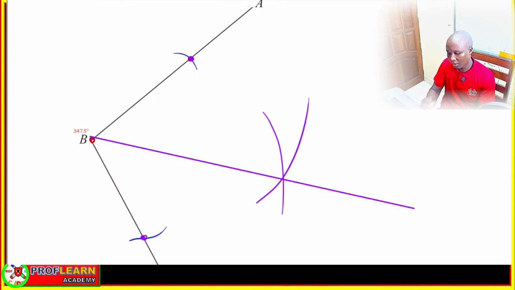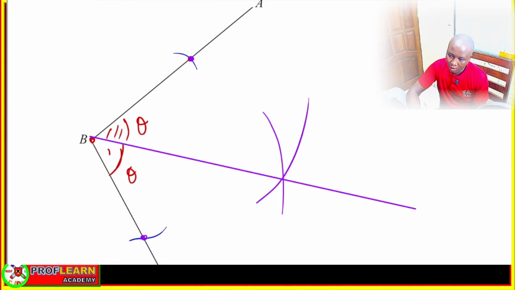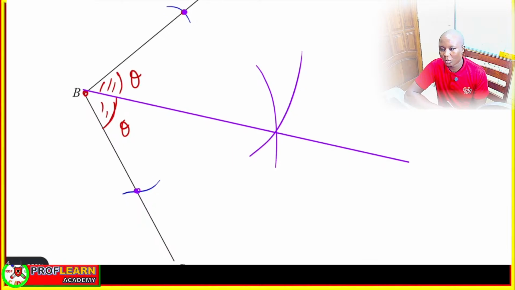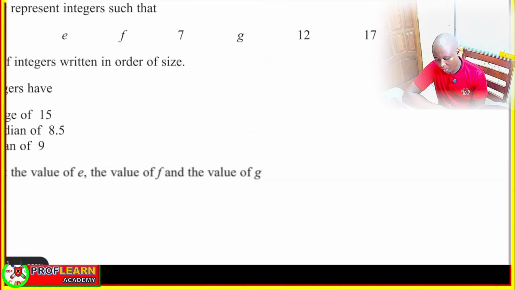And that's going to be what? A bisector, meaning that this is going to bisect these two into two equal angles. So that is the angle bisector. So you need to understand how to bisect angles, and also how to construct some perpendicular lines from a given point.